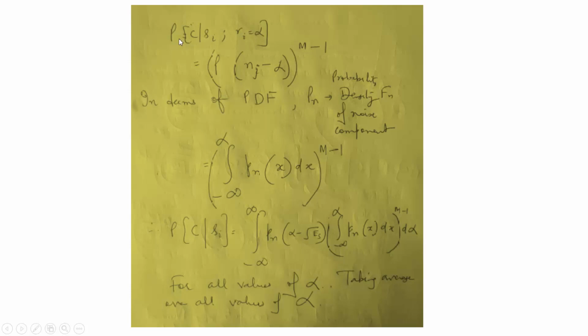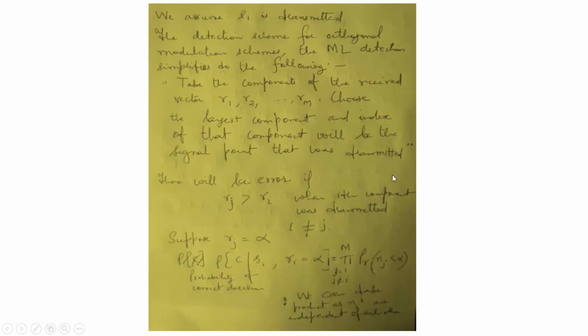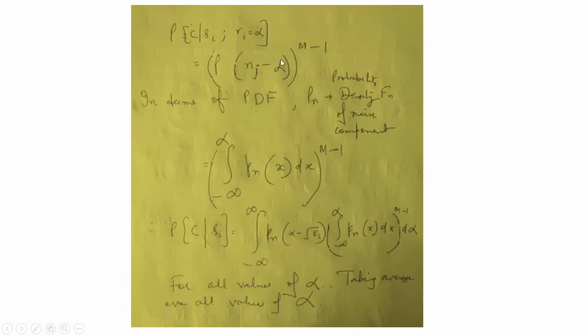I'm writing it again. Probability of correct decision given Si was transmitted, and let us assume that Ri is equal to alpha, is given by the probability Nj less than alpha, because we expressed it in terms of the product for all the rest of the points. So it will be capital M minus 1 terms of Nj less than alpha, for all the other points, where alpha is the value of the component for the ith point, right?